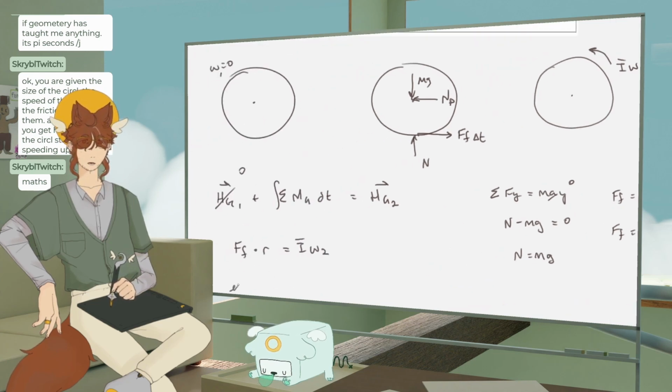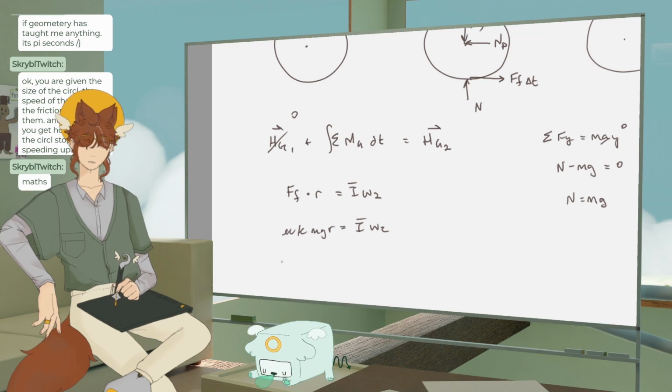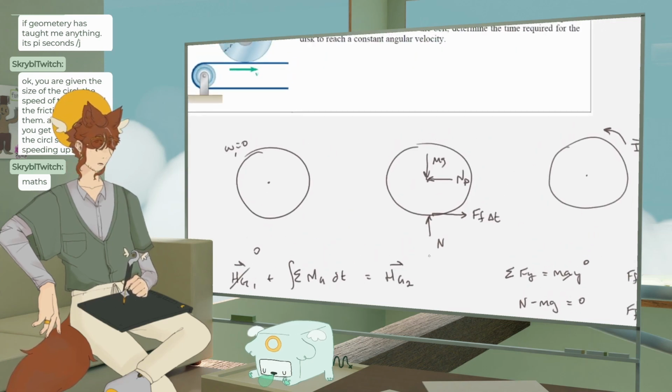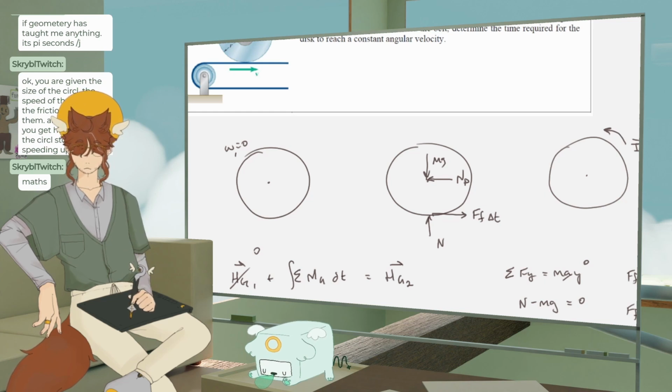So we say mu sub k mgr equals I bar omega 2, and our I bar I want to say is 2/5 mr squared. I don't know. They give me a table of these things on the test. Disk moment of inertia, 1/2 mr squared. Where's my 2/5 coming from?